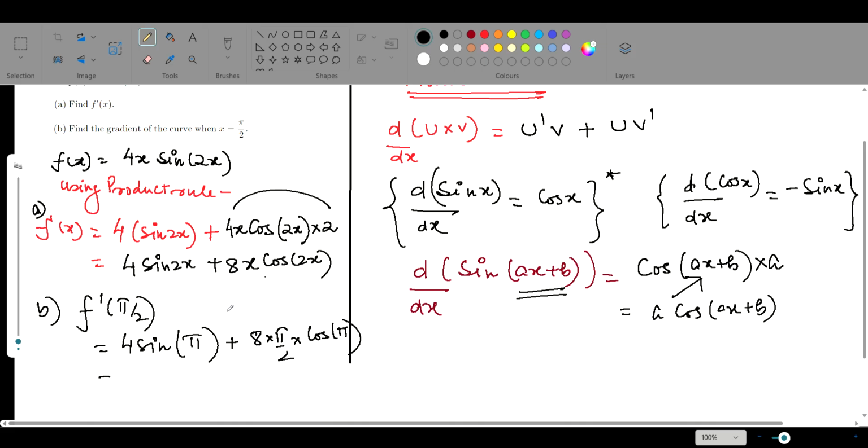What is sine pi? Sine pi is 0. So 4 times 0 is 0. And here it's 2 times 4 is 8, so it will be 4 pi. What is cos pi? Cos pi value is minus 1. So what is the answer I'm getting? 0 plus 4 pi times minus 1, which means it is minus 4 pi. Minus 4 pi.